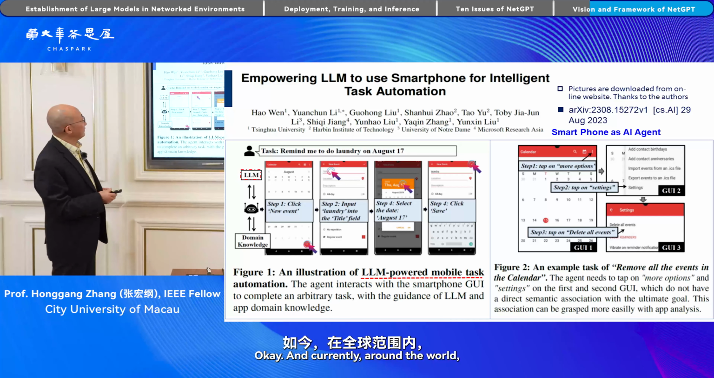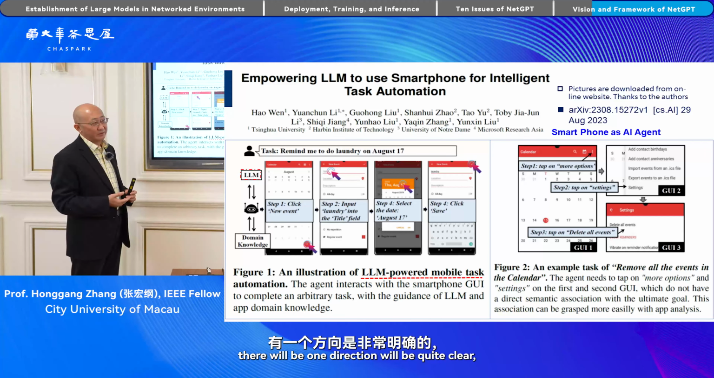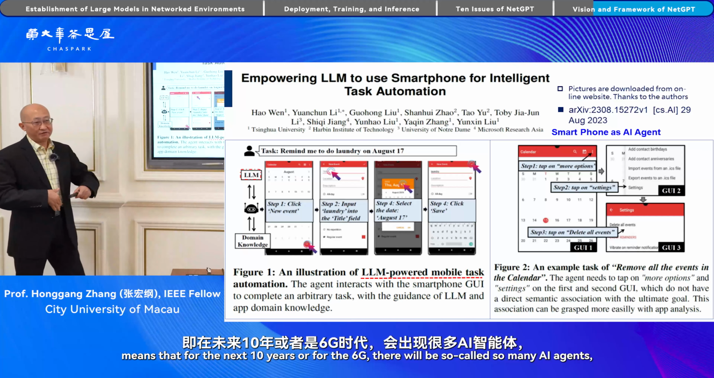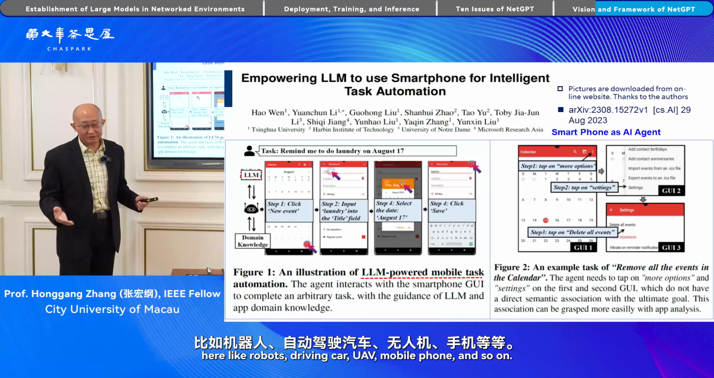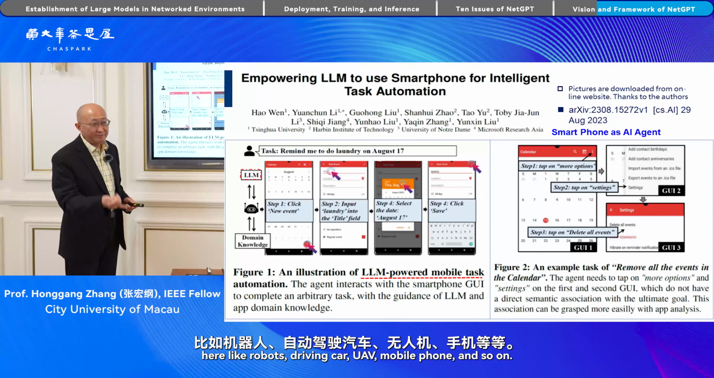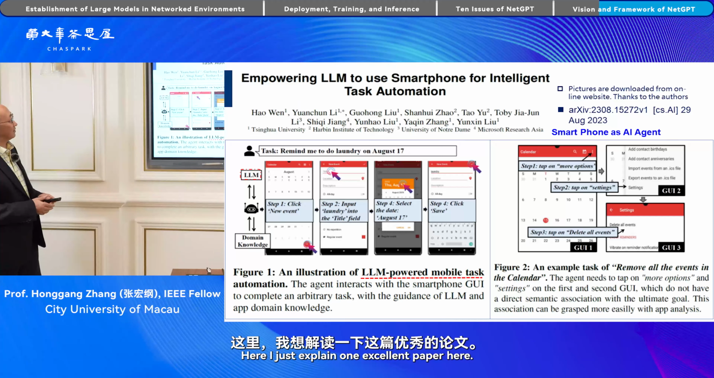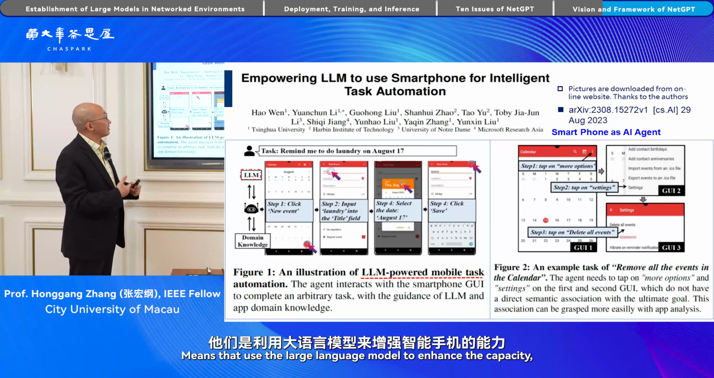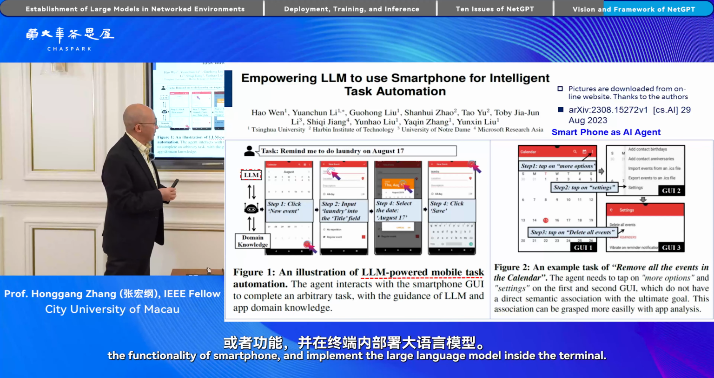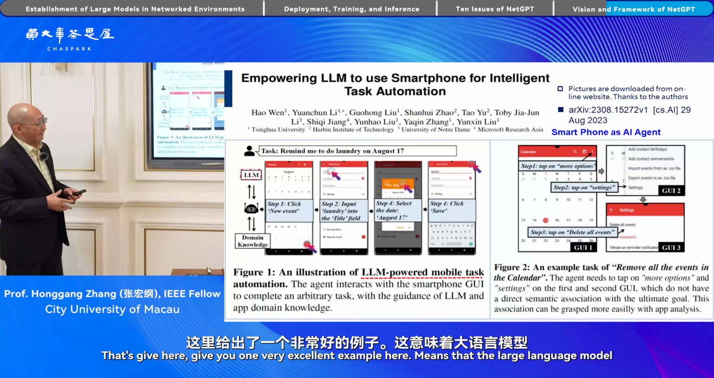Okay, and currently, around the world, one direction is quite clear: for the next 10 years or for 6G, there will be so many AI engines, like robots, driving cars, UAVs, mobile phones, and so on. Here I just explain one excellent paper, which uses the large language model to enhance the capacity and functionality of the smartphone, and implements the large language model inside the terminal. That gives you one very excellent example.